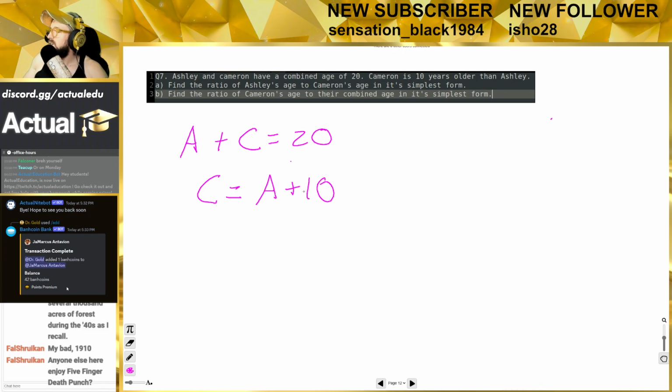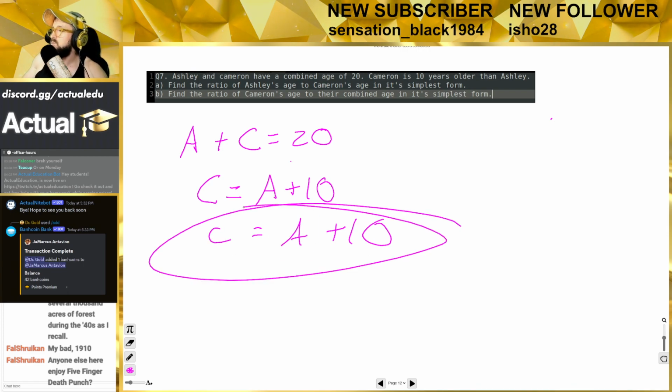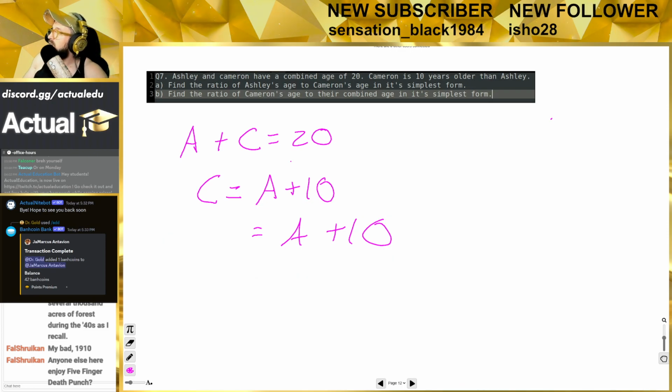Oh yeah. This is the most confusing thing, dude. People always get this wrong. People always mess this one up. I always like to just plug in values. I'm like, okay, if Cameron's 40, then Ashley has to be 30. What had to happen? I had to add 10, right? And so that'll help you to see that Cameron's age is Ashley's age plus 10. That's how I like to do that.